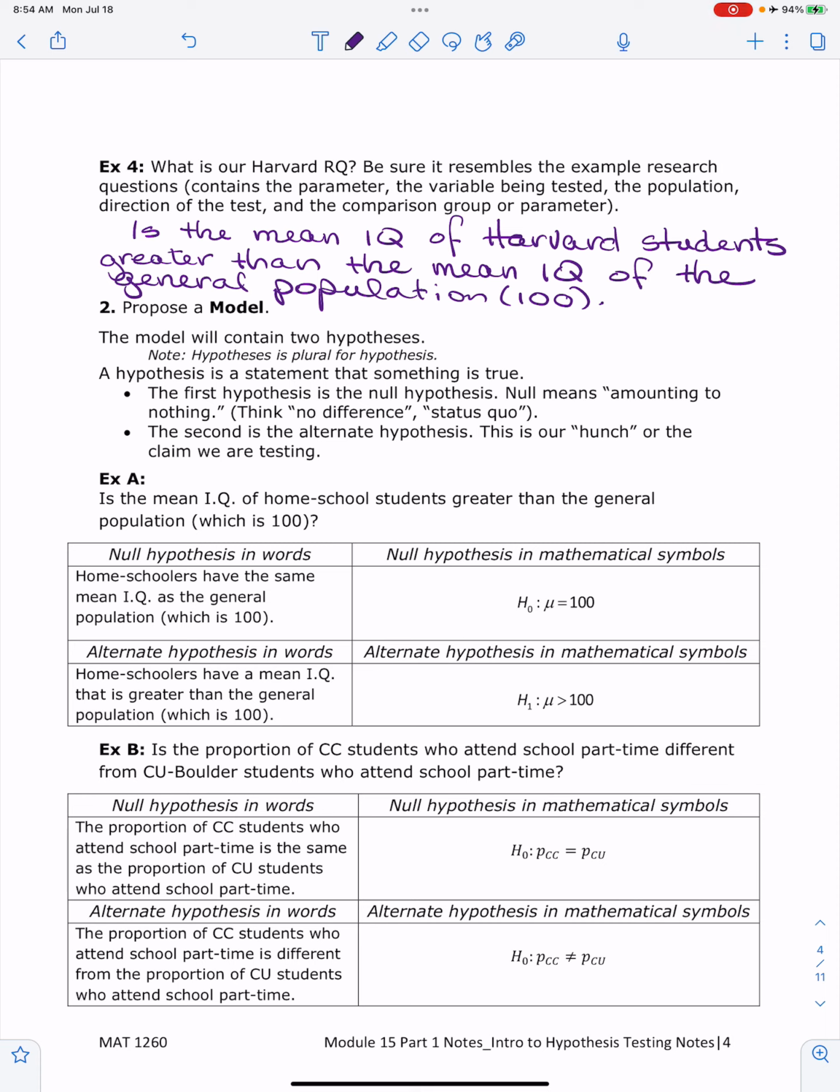Okay? So definitely double check to make sure that how it is written in our statement greater than matches how it is written in the symbols. Okay, so I have different here, different here.